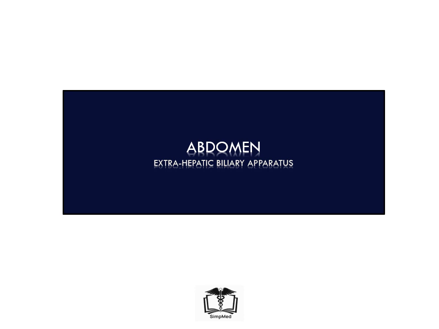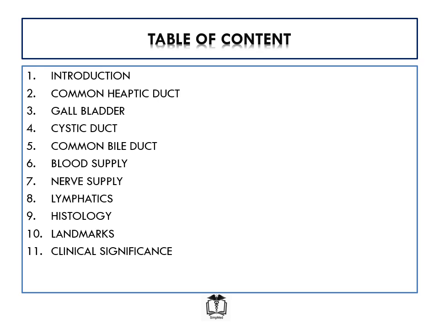Hi guys, and welcome to our model on the extrahepatic biliary apparatus. Now, in this model, we're talking about a number of different structures. Each of the structures in combination forms what we call the extrahepatic biliary apparatus. So structures like the common hepatic duct, the gallbladder, the cystic duct, and the common bile duct are the major structures giving rise to this apparatus.